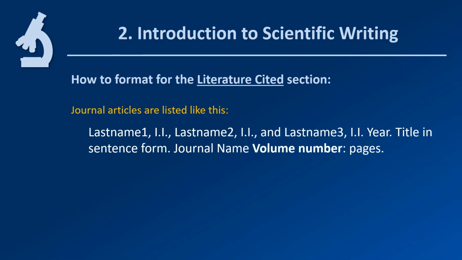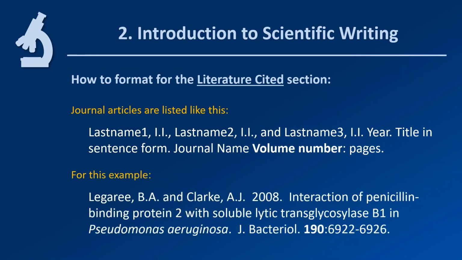So if you take a look, we have the names of our people. So there are their initials, and their initials are punctuated with periods to show that they're abbreviated. You have the word and, followed by the year, the title in sentence form, so that means that it's capitalized at the beginning and everything else is small letters. The journal name, the volume number is bolded with a colon followed by the page numbers. So here's my example. So you can see Legary, B.A., and notice, like I said, all the punctuation is important. If you do not have the punctuation properly, you will lose marks for that.